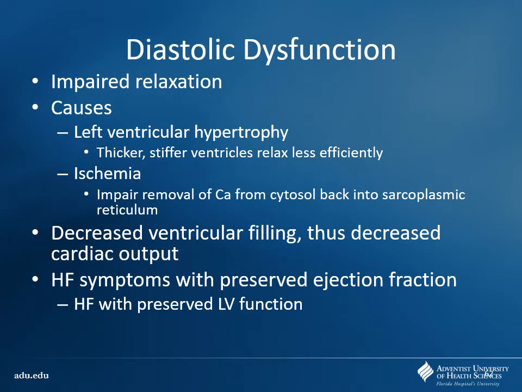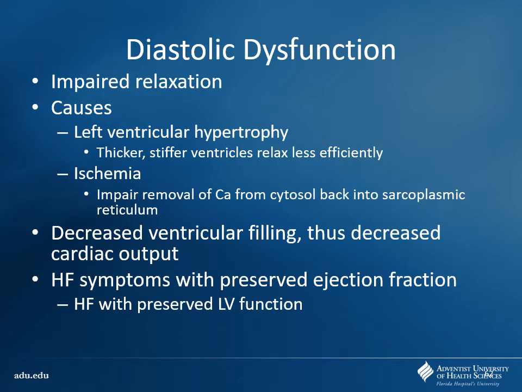So with the diastolic dysfunction, a lot of it goes back to impaired relaxation, right? Some of it has to do with that left ventricular hypertrophy causing it to be a lot thicker. In some cases, ischemia can affect this as well due to impaired ability to recycle calcium effectively. We know calcium is really important for causing that binding of the actin and the myosin. But again, we have decreased filling, so you're going to have decreased cardiac output due to that as well.